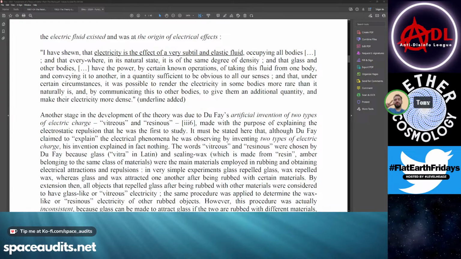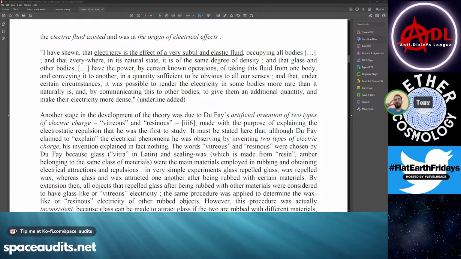I have shewn that electricity is the effect of a very subtle and elastic fluid occupying all bodies, and that everywhere in its natural state it is of the same degree of density, and that glass and other bodies have the power by certain known operations of taking this fluid from one body and conveying it to another in a quantity sufficient to be obvious to all our senses, and that under certain circumstances it was possible to render the electricity in some bodies more rare than it naturally is, and by communicating this to other bodies to give them an additional quantity and make their electricity more dense.